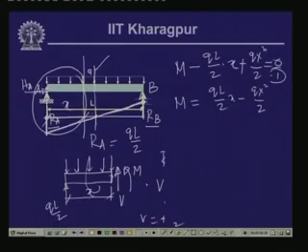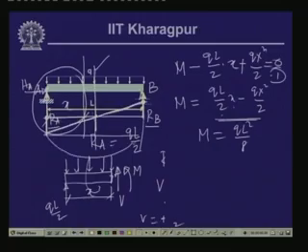Now, here if we substitute the value of x, at x equal to 0 moment is 0, which is expected at the hinge support. At x equals to L, again the moment is 0, and at x equals to L by 2 you get a value of QL square by 4 minus QL square by 8. So, this is equals to QL square by 8 at the mid span. So, if we plot the variation of the bending moment, we get a parabolic distribution.